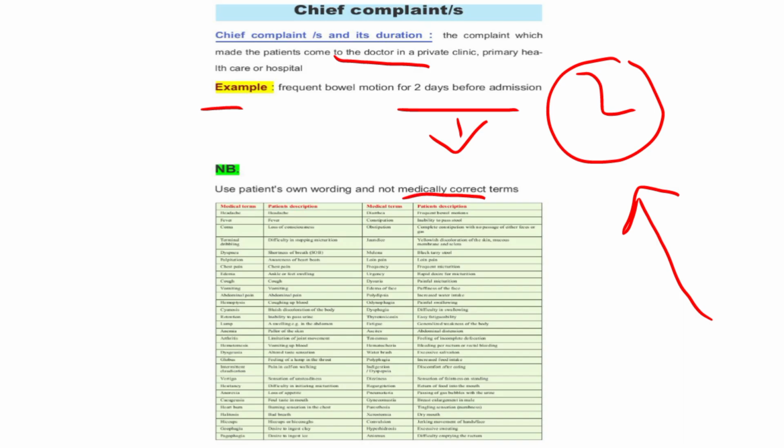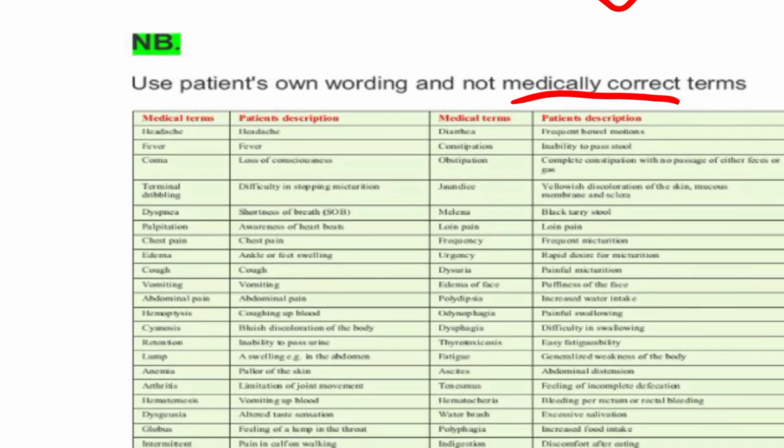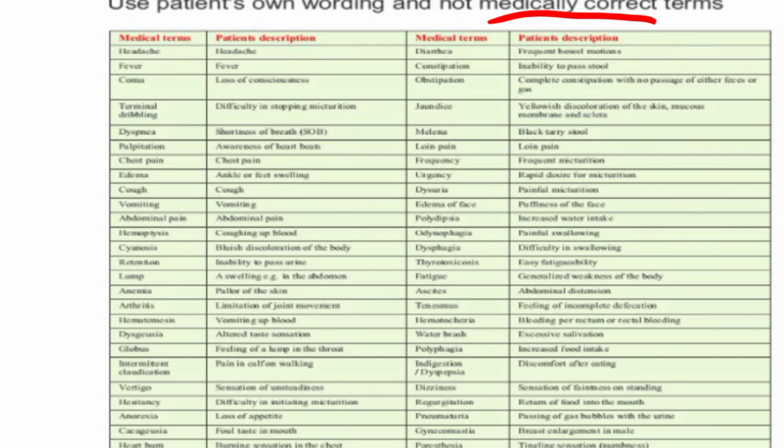For example, in case of headache and fever, the patient can understand. Coma, the patient mostly does not understand; you can say loss of consciousness. Shortness of breath, you can say instead of dyspnea, because the patient does not understand the word dyspnea. Palpitation, the patient mostly does not understand; you can say awareness of heartbeat.